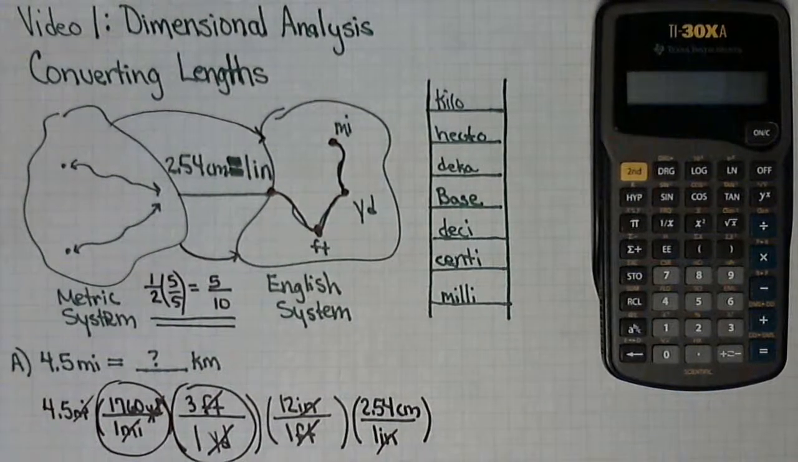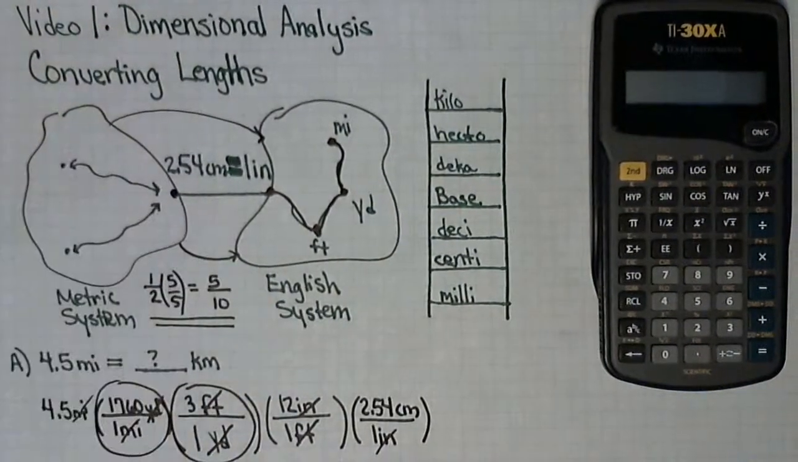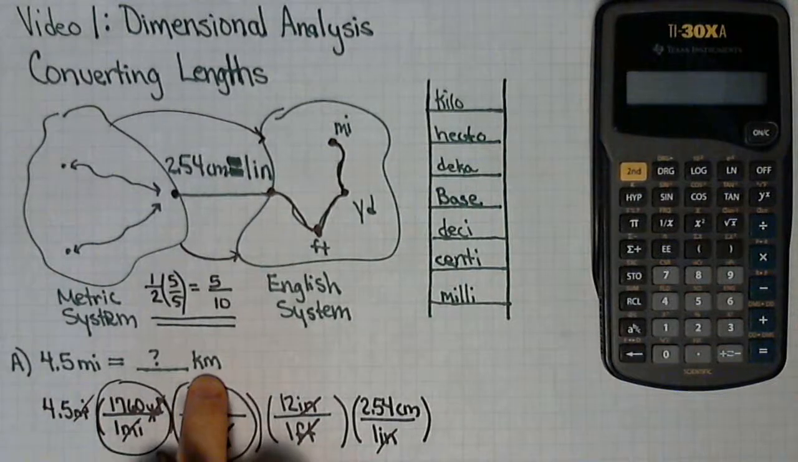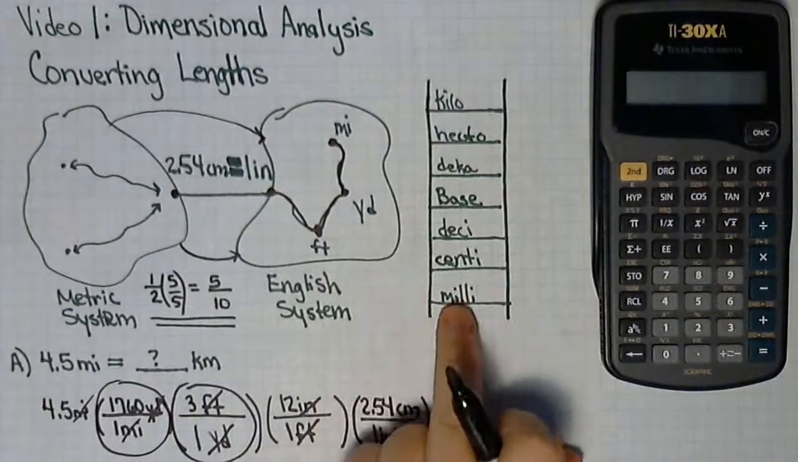So now what's relevant is I've actually made it across the bridge, and I'm living here at the edge of the bridge in metric land. However, I wanted to convert to kilometers, not to centimeters. So now I need to think about my metric ladder.